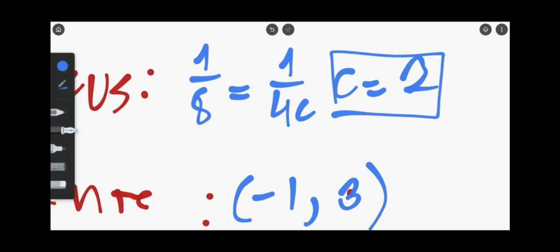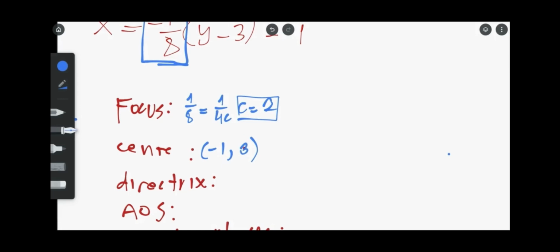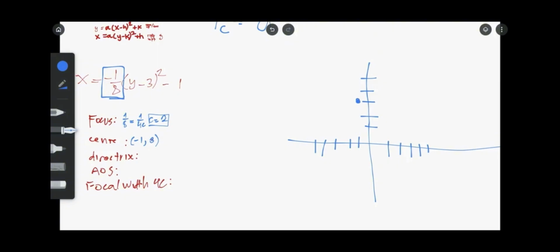So where's our focus going to be? -3, comma 3. Why? Because we move 2 units to the left from our vertex or center. So our focus is going to be 1 unit, 2 units. It's going to be in this place. So it's going to be -3, 3. This is the focus.